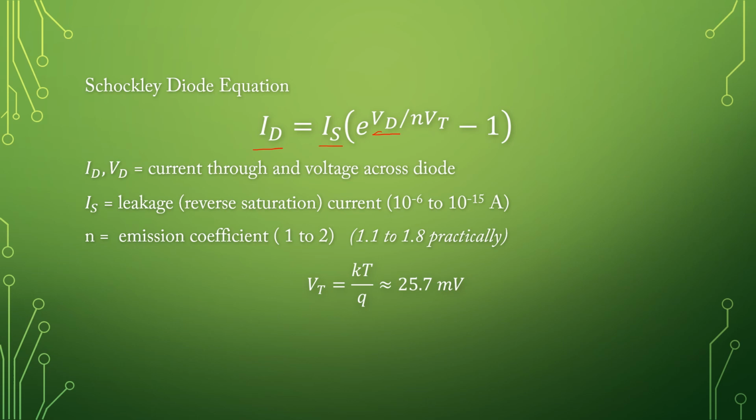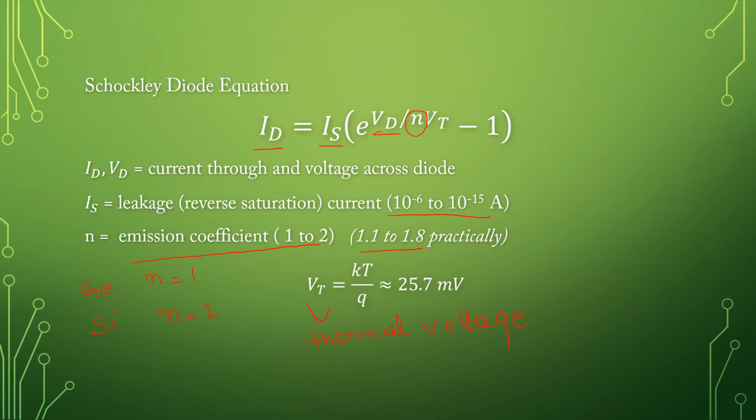Is is the leakage current, which is in the range 10 to the power minus 6 to 10 to the power minus 15 amps. Next is n, the emission coefficient, which is in the range 1 to 2. Practically it is 1.1 to 1.8. For germanium diodes, n has a value equal to 1. For silicon diodes, n has a value equal to 2. And Vt is the thermal voltage, which is a constant.